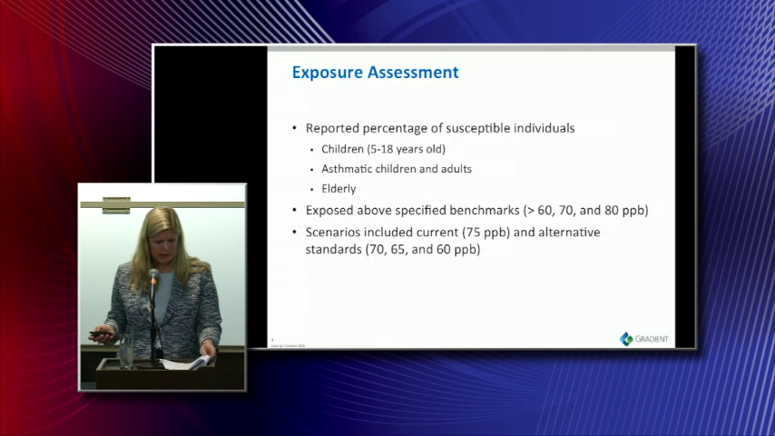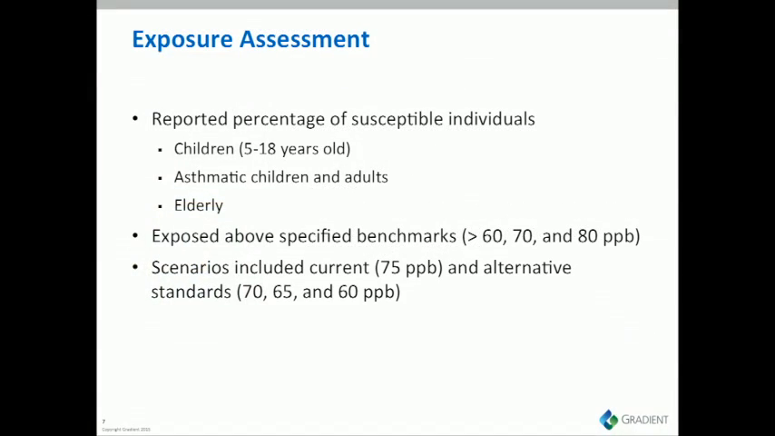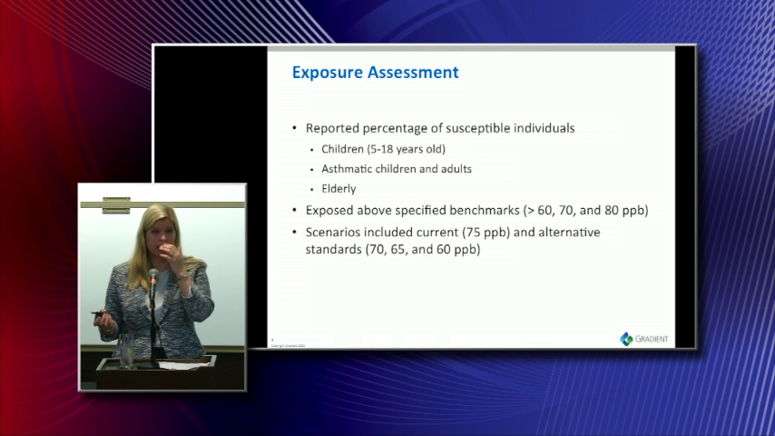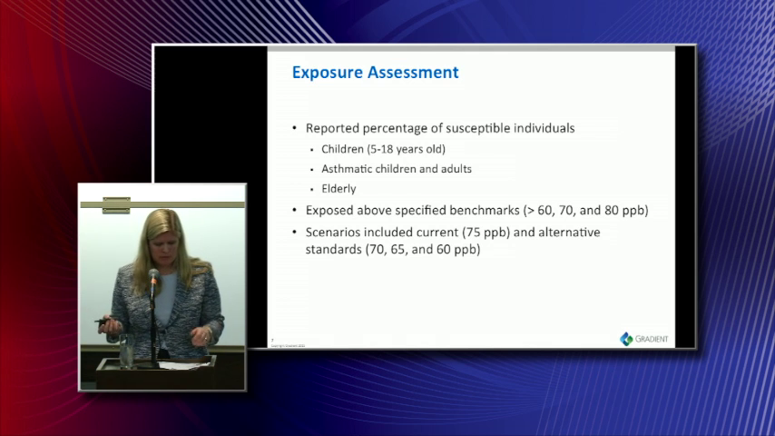So just briefly, the exposure assessment, as I mentioned, EPA quantifies the percentage of these at-risk individuals, particularly children, that are exposed above certain benchmarks. They chose 60, 70, and 80 ppb as being the benchmarks of concern. They looked at different scenarios.